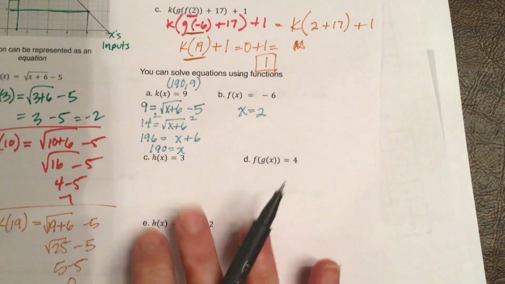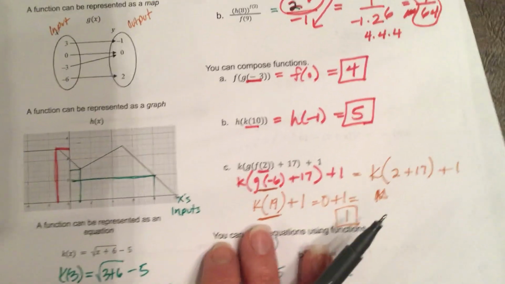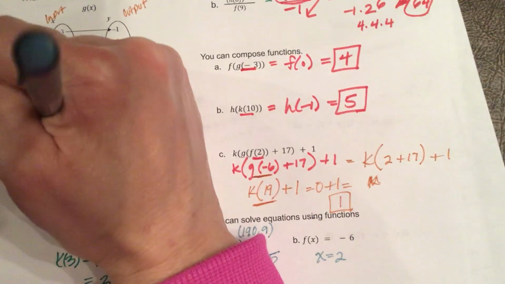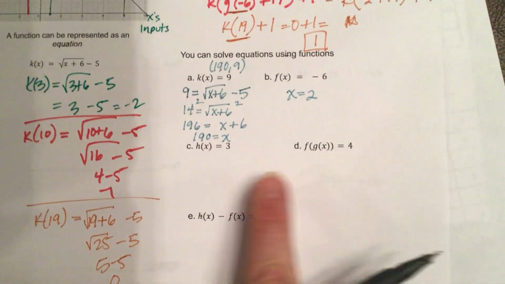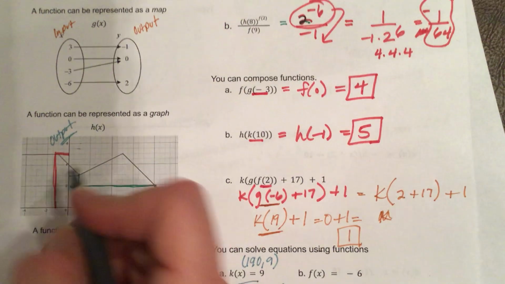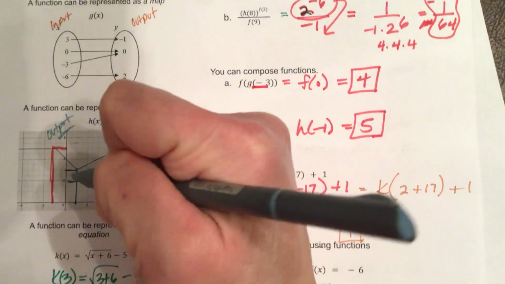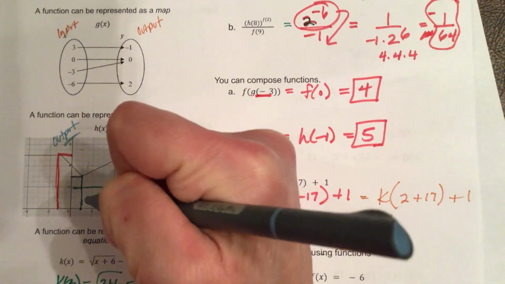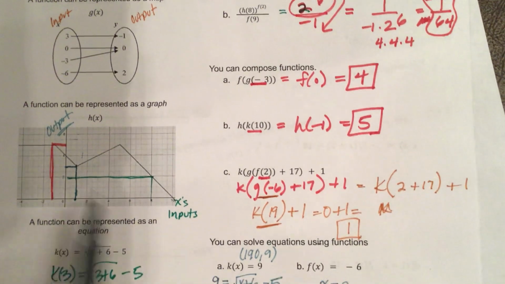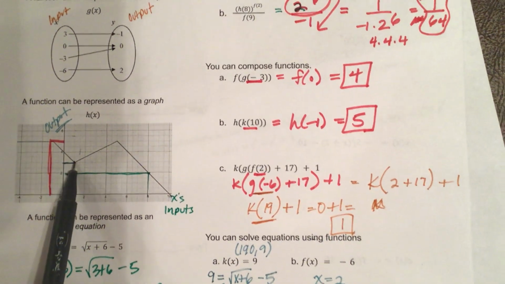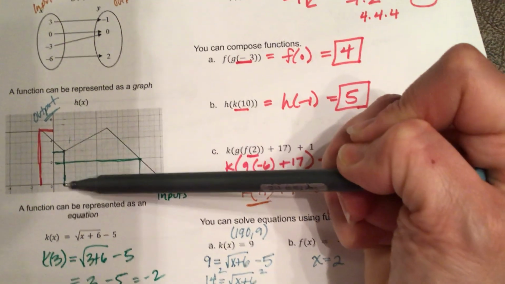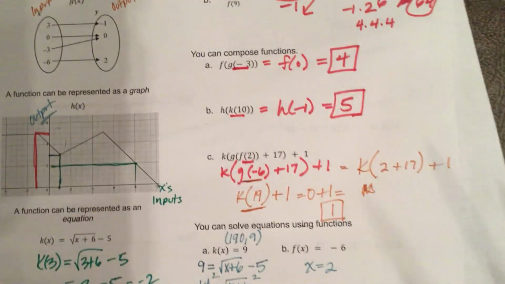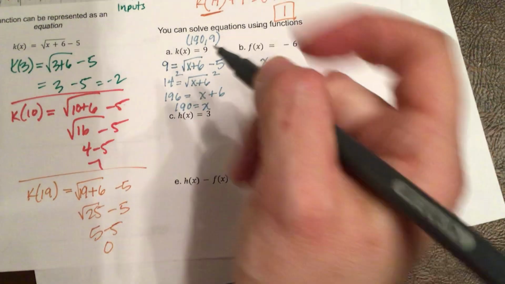H of x equals 3. So we're looking at our outputs here, and our outputs are our y values. So our output is 3. When our output is 3, our input, our corresponding x value, looks like 1. So when y was 3, we draw over till it hits the graph, and then look down and see the corresponding x value, and that looks like it's 1.